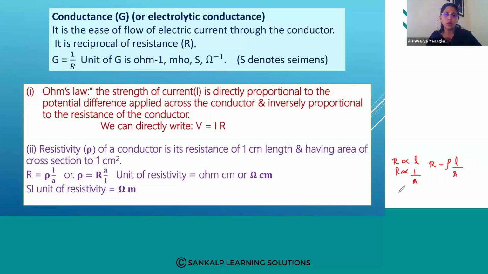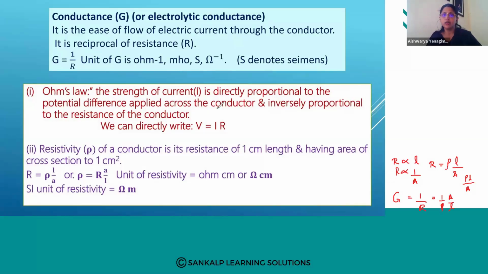It is called resistivity. Similarly, if I talk about conductance, conductance is what? It is the reciprocal of resistance. So I can say conductance is the reciprocal of resistance. Resistance is rho L by A, so conductance is 1 by rho times A by L. Is that right? This is conductance.